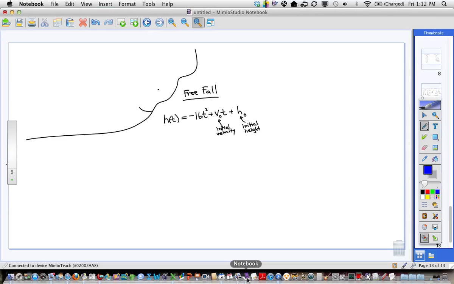And then that negative 16 comes from the fact that the acceleration of gravity is negative 32 feet per second squared. So it's half of that. If the problem's in meters, then it'd be half of negative 9.8. This is in your book on page 41. If it's a meters problem, just substitute negative 4.9 in for the 16. I think the problems in the homework are in feet.